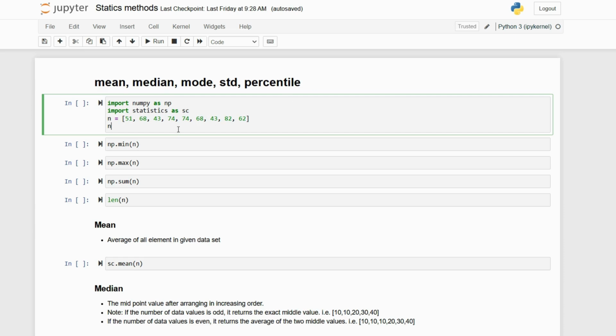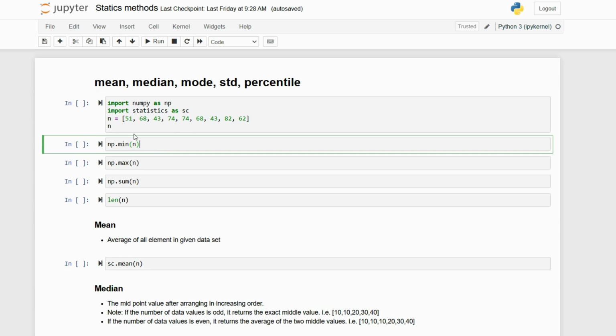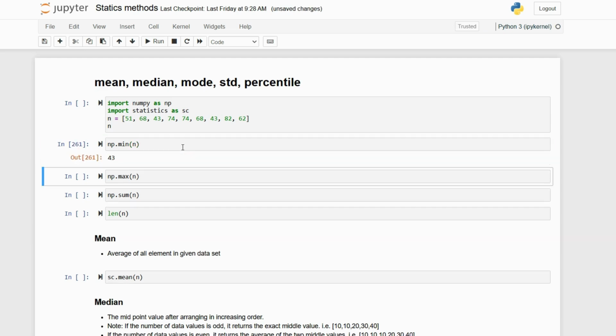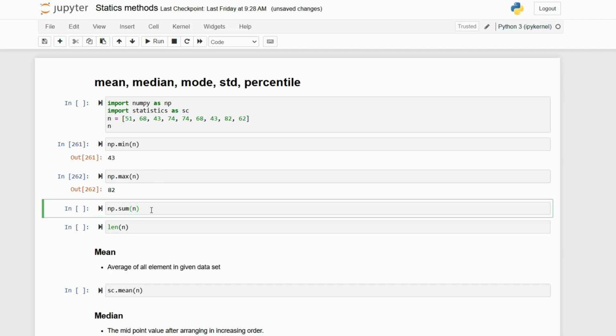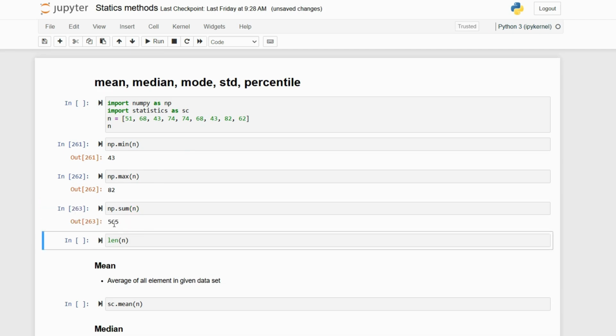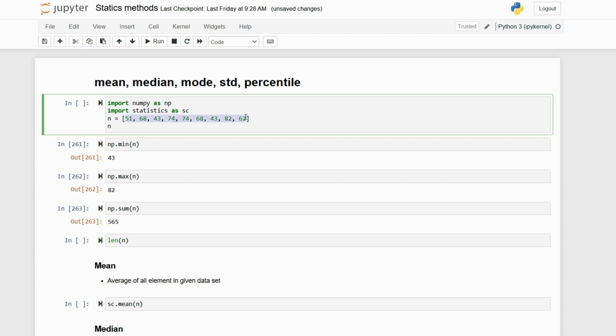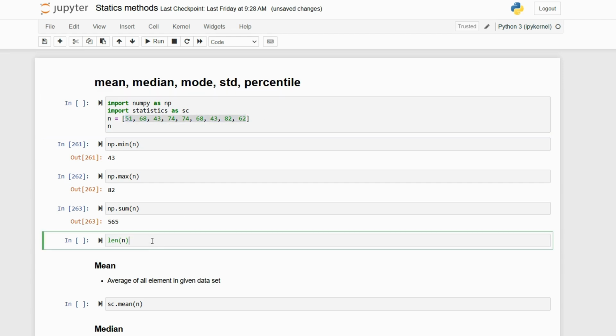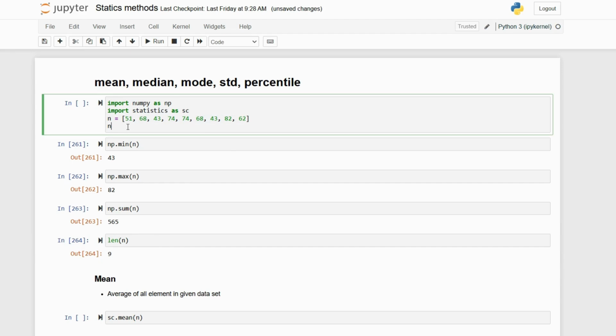So for starters, let's quickly check some very basic details about our data set. The minimum value of our data set is 43. The maximum value is 82. The sum is 565. Sum means the sum of all data elements in the given data set, and the length is 9. For a list, we use the length method to get the number of elements in the data set. So these are very basic details.